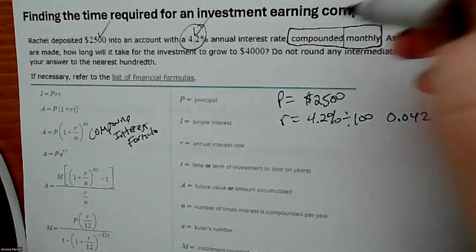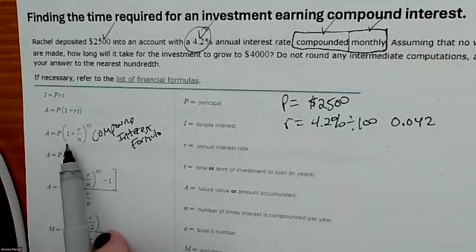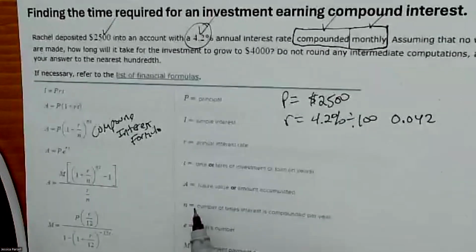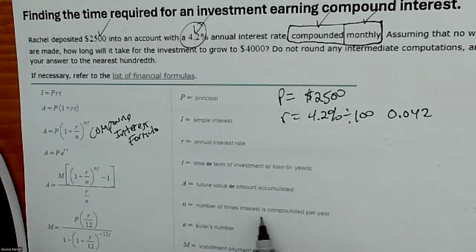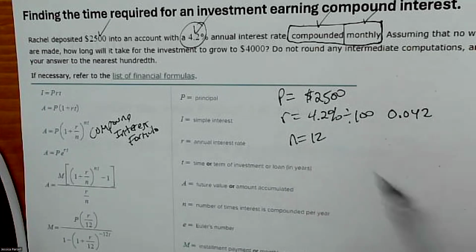Okay, we know the formula to use is compound, and we know monthly. If you go look at this, A equals P times 1 plus rate over N. We haven't seen N before. Right here is where it's going to show up. It's the number of times interest is compounded per year. If they say it's monthly, well, we know that there's 12 months in the year, so N becomes 12.